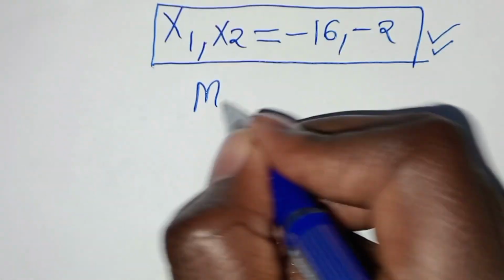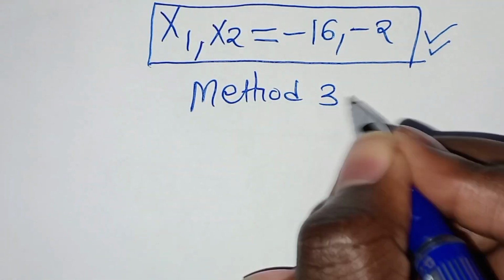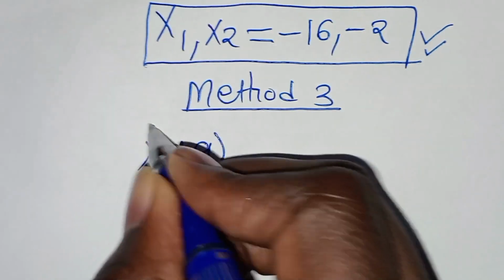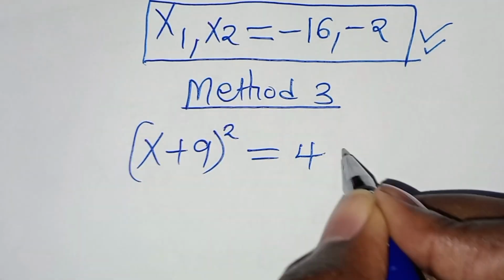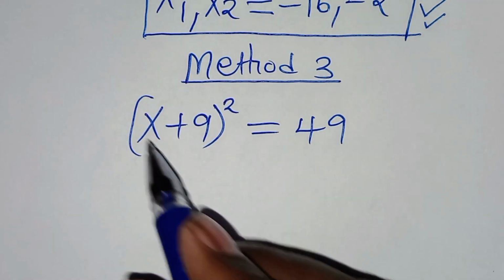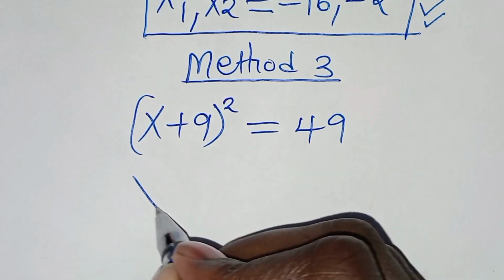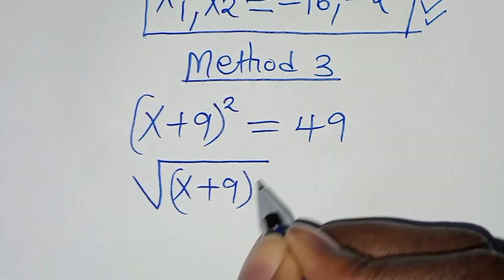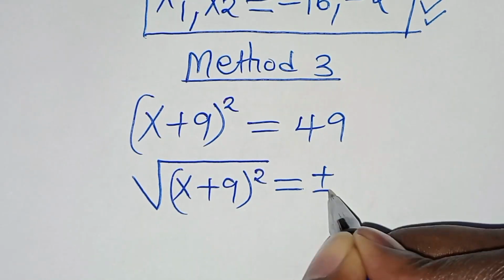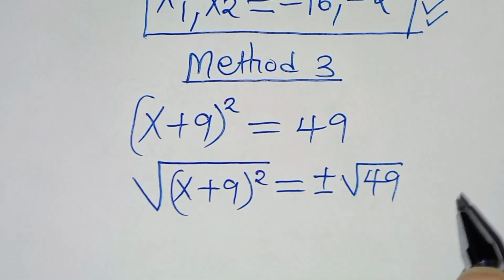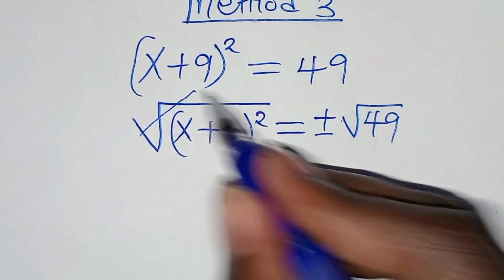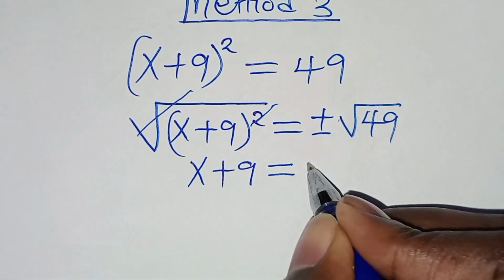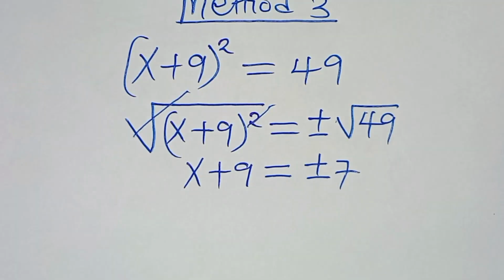Let's apply method 3. So we have x plus 9 raised to power 2. This is equal to 49. To solve for x here, let's apply the square root sign on both sides so that we have square root of x plus 9 raised to power 2. This is equal to plus or minus square root of 49. So let's eliminate the square root sign from here so that we have x plus 9. This is equal to plus or minus 7.